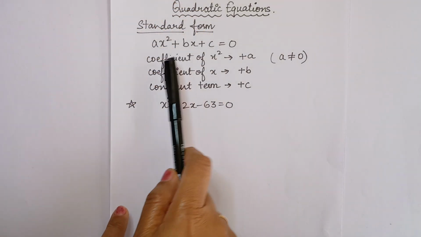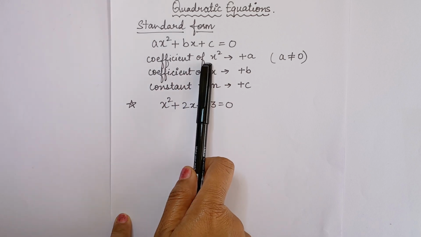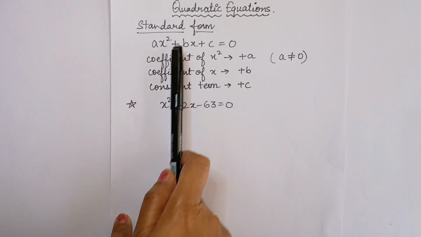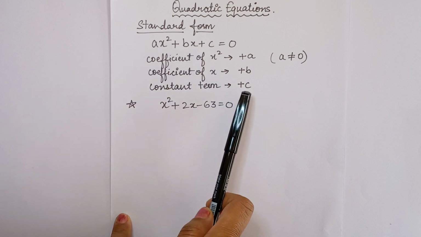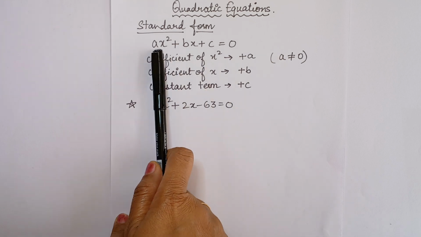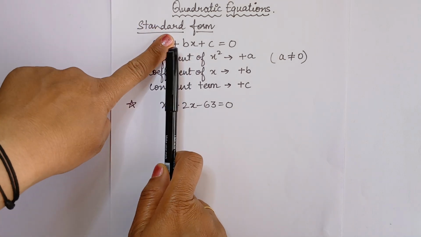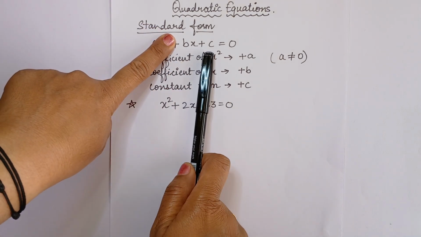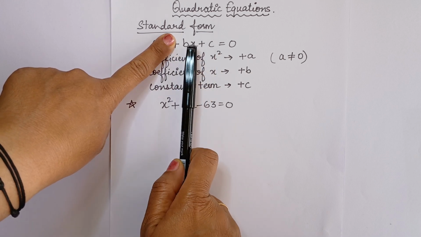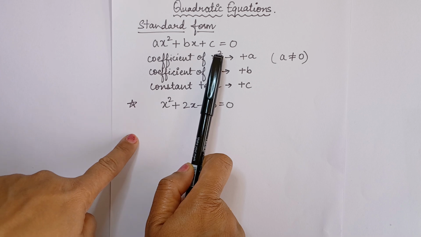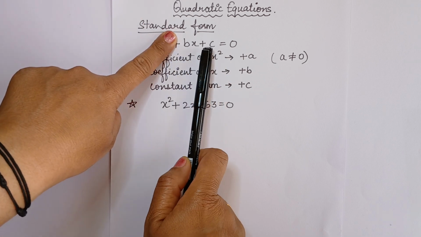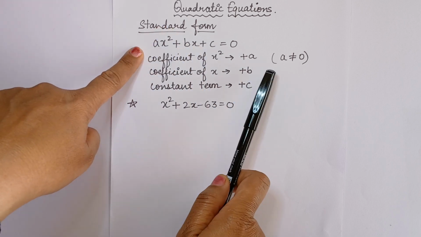Now here, in standard form of quadratic equation, coefficient of x square is plus a, coefficient of x is plus b, and the constant term is plus c. Here the point to be noted is that a should not be equal to 0. If a is equal to 0, then this term is going to vanish. Then we will have bx plus c. Now this is not a quadratic equation, as the maximum power in the quadratic equation should be 2. The power of x should be 2, but here we have only 1. So it will be a linear equation, not a quadratic equation. So a should not be 0.